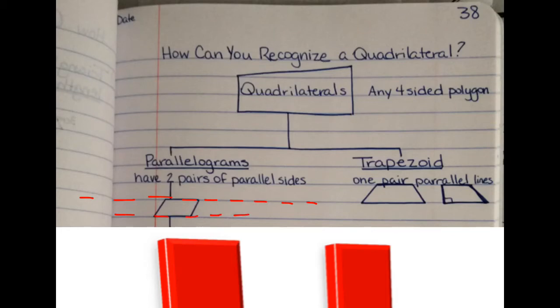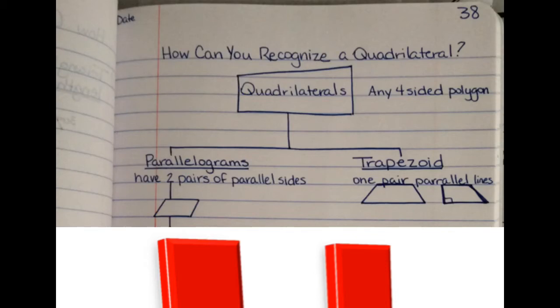If I traced that line on forever and ever, it would never touch. This line right here, it would never touch. So those are parallel. If I extended that line right there forever, it would never touch. And that line right there, never touch. Because it has two pairs of parallel lines. The trapezoid has one pair of parallel lines.